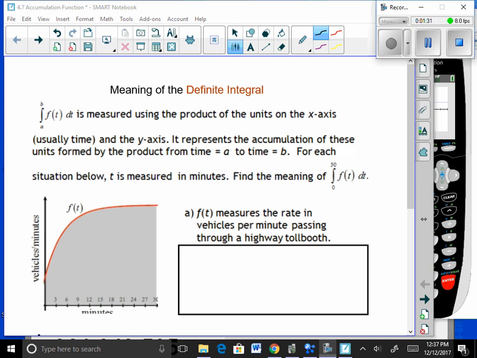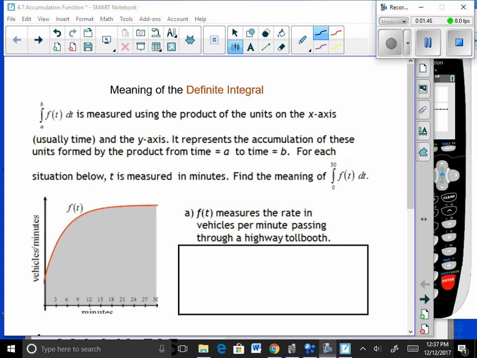Okay, so it's saying that the integral represents the accumulation of these units formed by the product of time, a to b. For each situation below, t is measured in minutes. Find the meaning from 0 to 30. So it says f of t measures the rate of vehicles per minute passing through a highway toll booth.